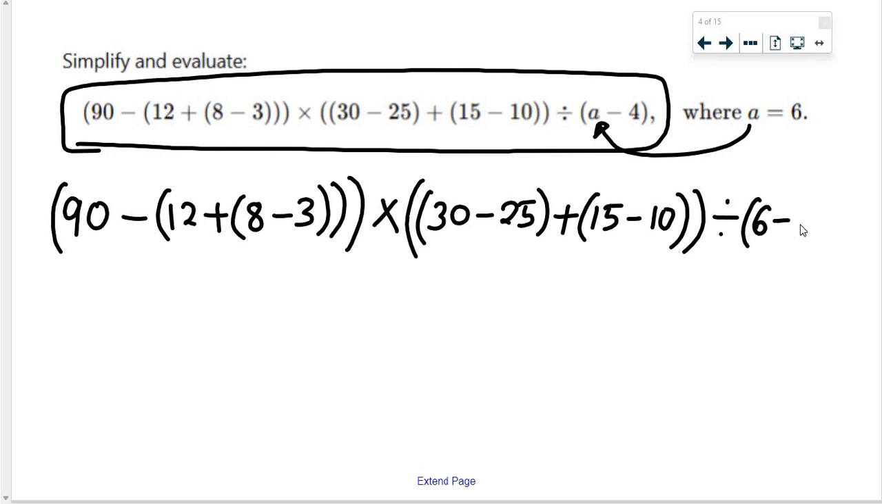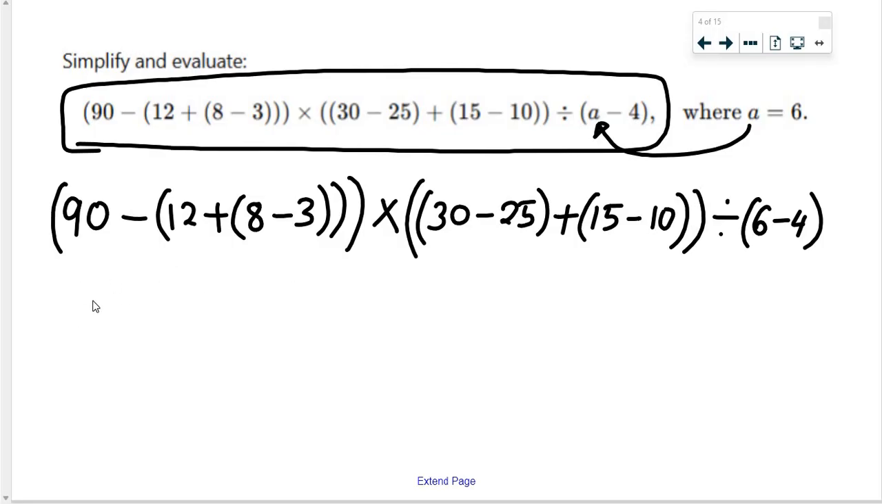So 6 minus 4, then we close the bracket. Now, there are so many brackets here. So there is a way to evaluate too many brackets. What do we do? We start evaluating the bracket which is inside the other.